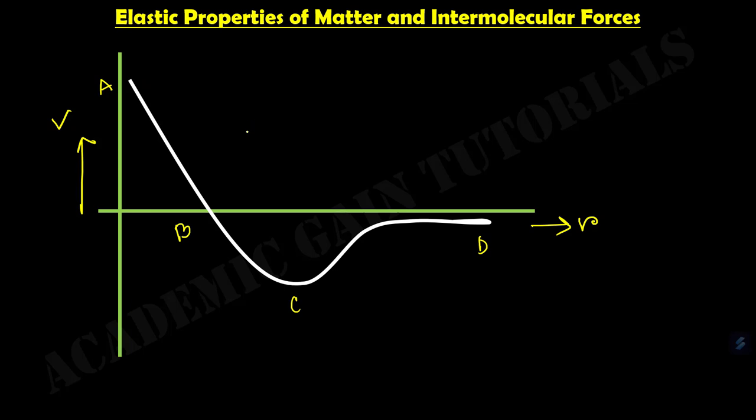The potential energy along the path BCD is negative. This path below the x-axis is the negative path, so the potential is negative. And this AB is positive.